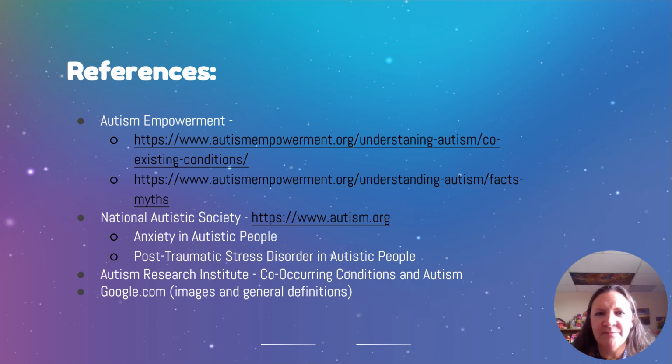There is the Autism Empowerment website, the National Autistic Society, which has information on anxiety in autistic people, and on post-traumatic stress disorder in autistic people. I looked at the Autism Research Institute on co-occurring diagnoses and autism, and I utilized google.com for images and general definitions around information.